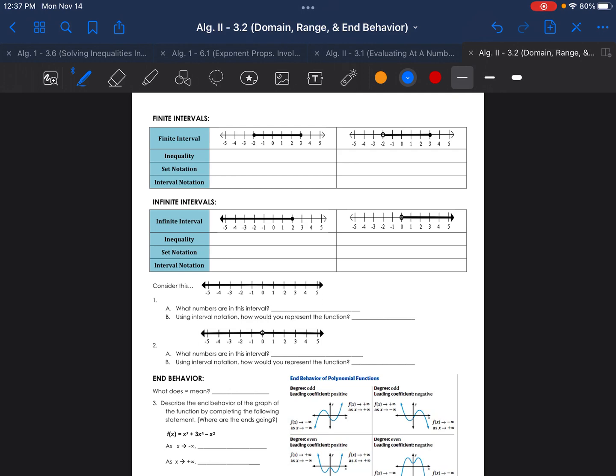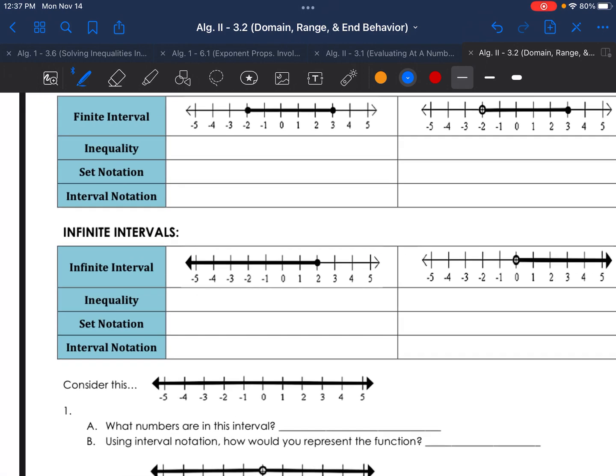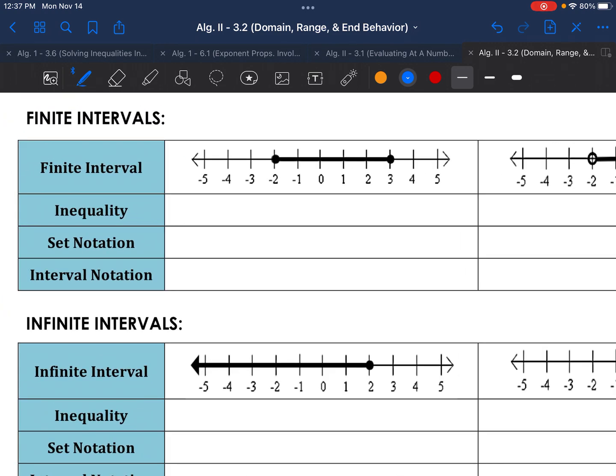So, talking more in depth about finite intervals and just using a couple examples here. This first one, see if you can figure out what this finite interval is. If not, maybe do the first one with me and do the second one on your own. So it's -2 to 3, and it includes -2 and 3 because they're closed circles. So you'd say -2, the smaller number, is less than or equal to x, which is less than or equal to 3. So you can read it that way, or say that x is greater than or equal to -2 and less than or equal to 3.